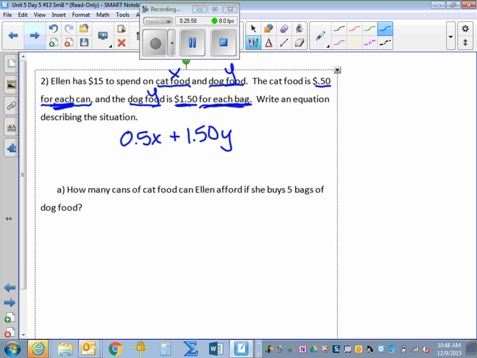And how much total money does she have to spend? 15, right. So the total amount she has to spend is $15. Again, the total amount she has is $15, and she's purchasing two things, cat food and dog food. Each one has its own price. So we have two rates, thus we're using standard form.